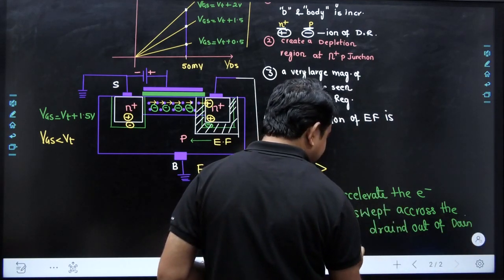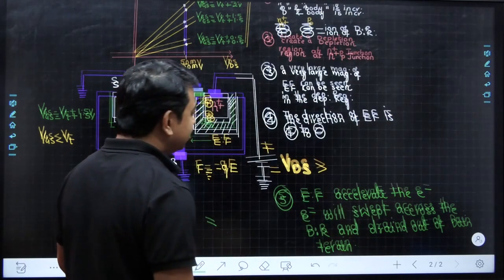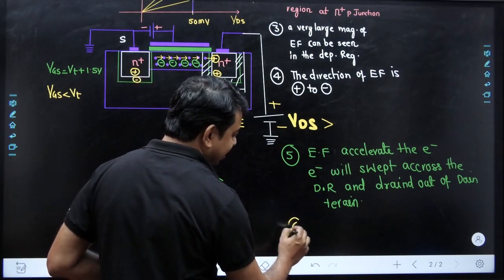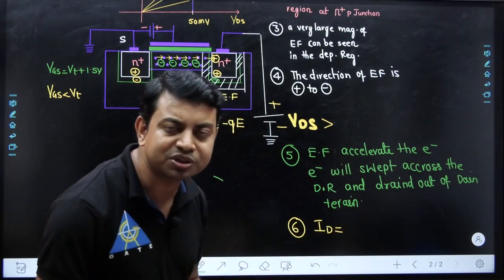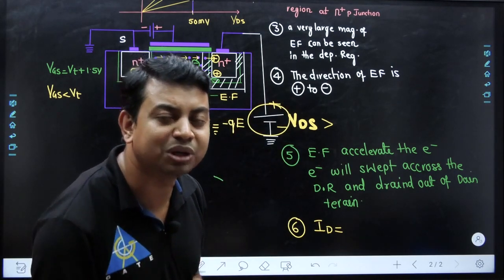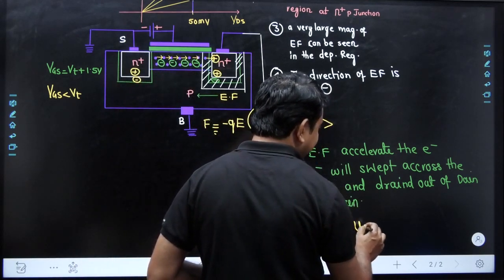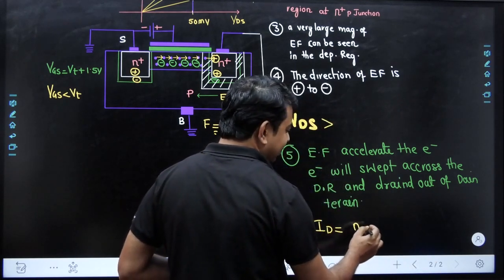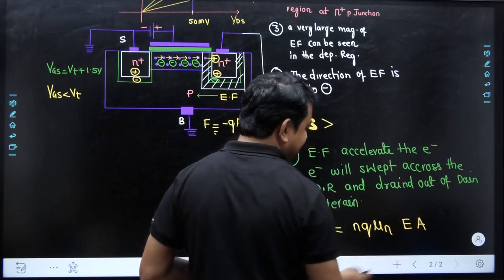So if the electrons are feeling the acceleration, how would you connect that with the current? So I just say that the sixth point is the magnitude of current, which is in general a drift current, because this is the drift force that we have applied. So if you logically write the equation of drift current inside a semiconductor, then we know ID is equal to N Q mu n into the electric field into the cross sectional area.